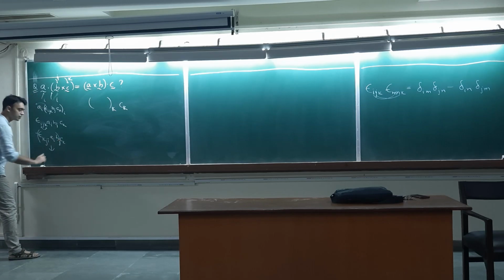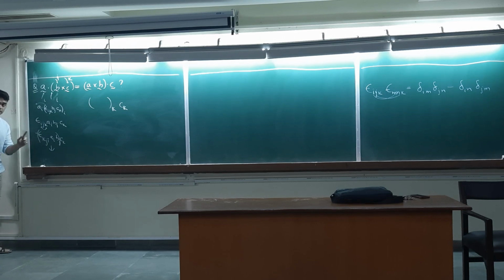So you can do either of two things. Either you write it in the vector form back, because you have to write it in the Gibbs notation back. So what is this? Epsilon K J I A B. A cross B or B cross A? This is a common mistake. This is A K J I and this is B J, A I or A I B J.